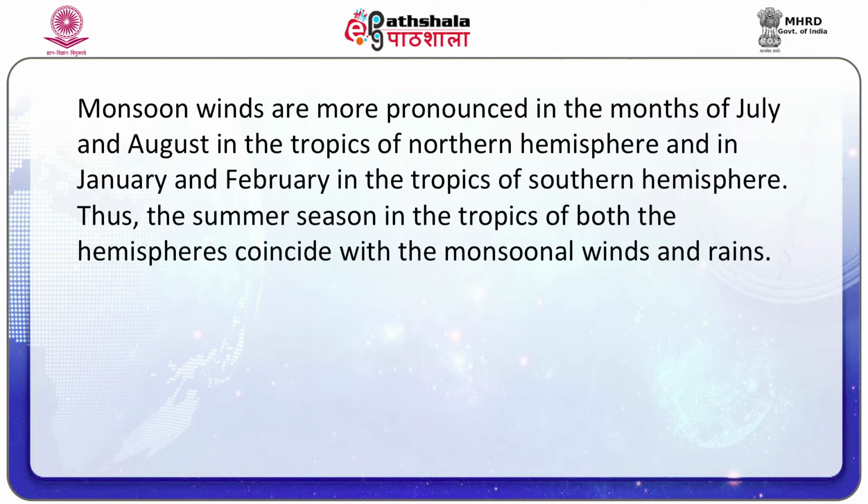Monsoon winds are more pronounced in months of July and August in tropics of northern hemisphere and in January and February in tropics of southern hemisphere. Thus, summer season in tropics of both the hemispheres coincide with the monsoonal wind and rains. Monsoon winds with other continental masses of the earth are not so well marked as Indian monsoon.